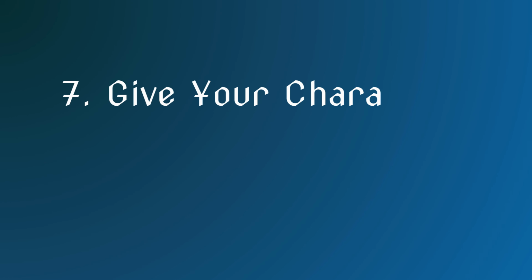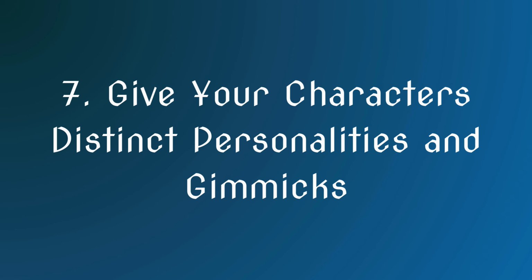Now, tip number 7 is give your characters distinct personalities and gimmicks. Gimmicks tend to not be seen as the best thing, but I think a gimmick can be very, very powerful if you allow it to be. But in Tress, the reason why I remember so many characters from this story is because they all have gimmicks. Tress is very good at critically thinking and being practical.